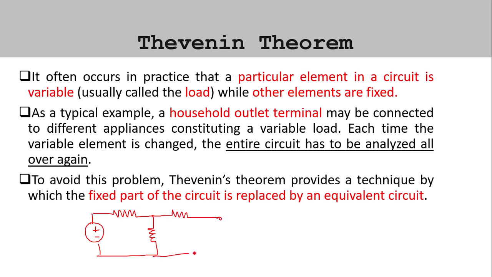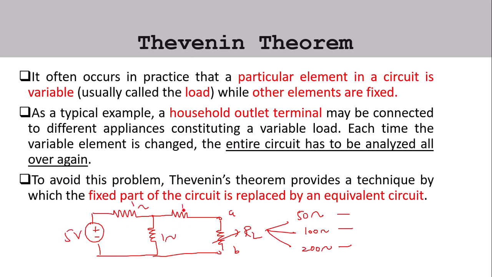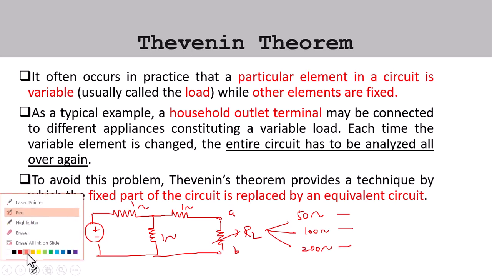Suppose in this example we are having a circuit and at the terminals some load resistor RL is connected. Now the value of this RL is variable, means it can be suppose 50 ohm, it can be 100 ohm, it can be 200 ohm, it can be any value as per the requirement of RL. While the rest of the circuit has values that are not changing at all. So what we are realizing here is we are having two types of values, right?